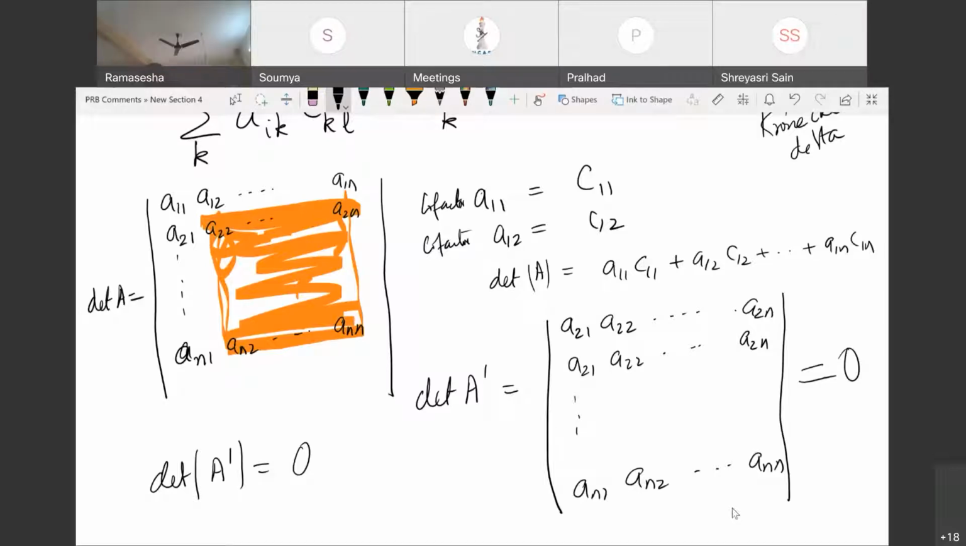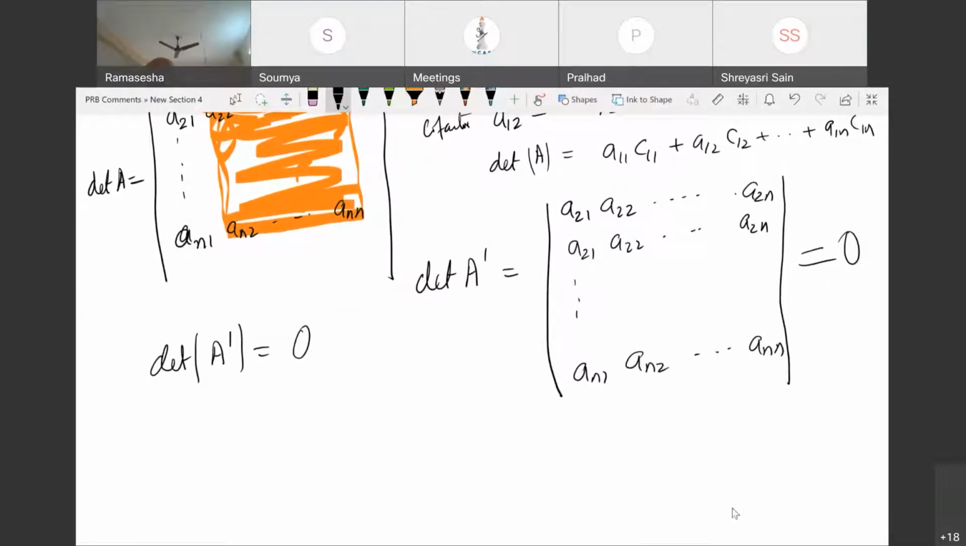Now let me expand the same determinant by the first row. When I expand the determinant by the first row, what do I get? Determinant A prime equals A21 into C prime 21 plus etc. Sorry, let me use the same symbols.